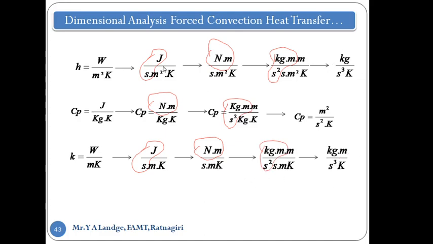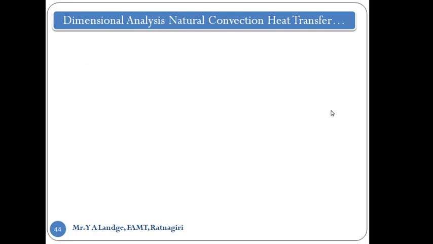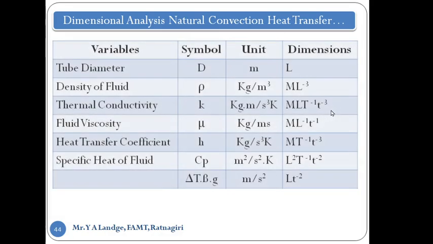So if you see here, the unit of h we can write as kg per second cube Kelvin. We can write the unit of cp as meter square per second square per Kelvin, and the unit of conductivity as kg meter per second cube per Kelvin, and all these are given in the form of fundamental dimensions. After this, we make a table.